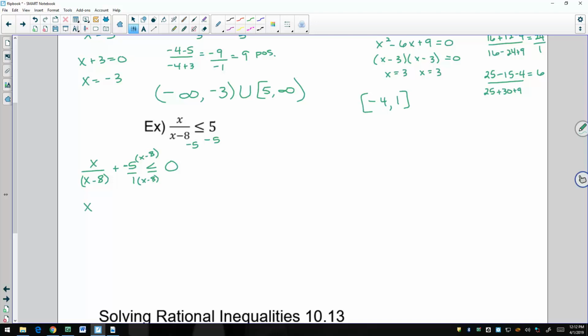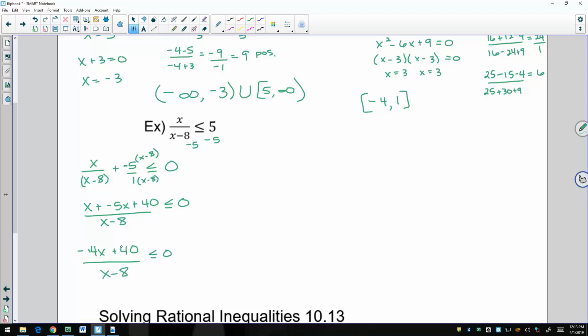So I now have x plus a -5x plus a 40, and it's all over x minus 8 because they both had x minus 8 as their denominators. And now when I combine my like terms, I get x minus 5x is -4x plus 40 all over x minus 8. So now on to the next step.